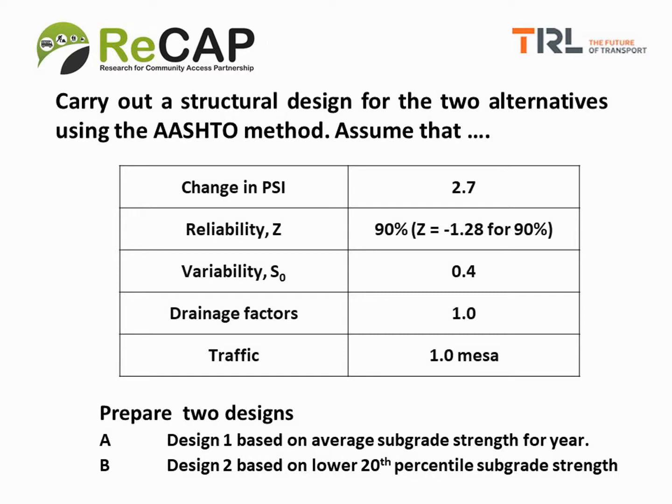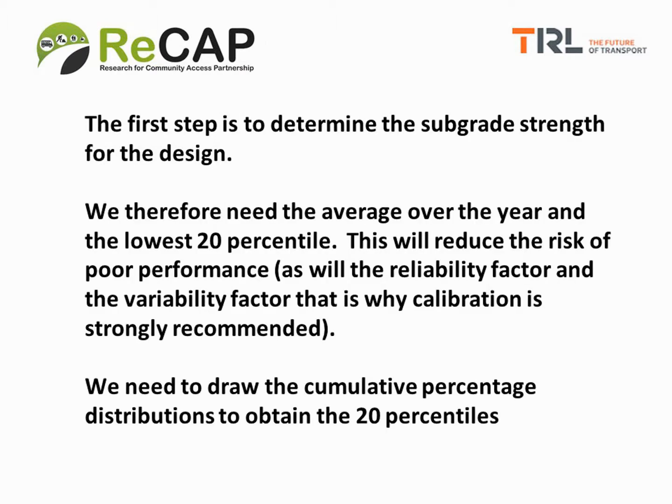Now, what I've asked you to do as the designer is to prepare two designs, one based on the average subgrade strength for the year, and one based on the lower percentile subgrade strength. In fact, the Ashtone method requires quite a complicated weighting factor, but hardly anyone I know ever uses that. We either take the 20th percentile or average, depending on what the climatic conditions are. So we'll do both to see what happens. We therefore need the average over the year and the lowest 20 percentile.